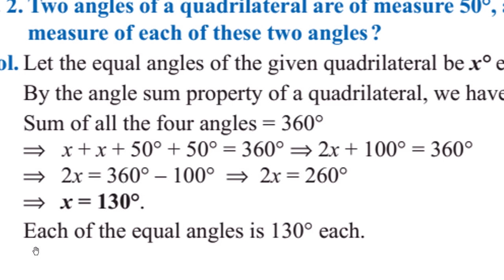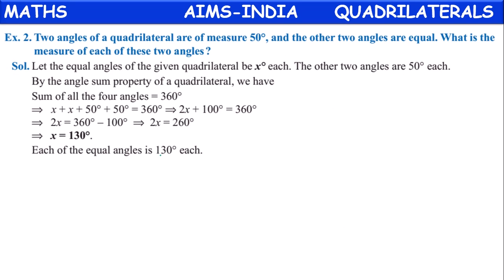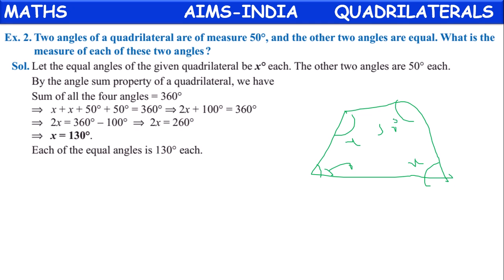So each of the equal angles is 130. If these are x, x, and these are 50, 50, then each of these equal angles is 130, this is 130, this is 130.